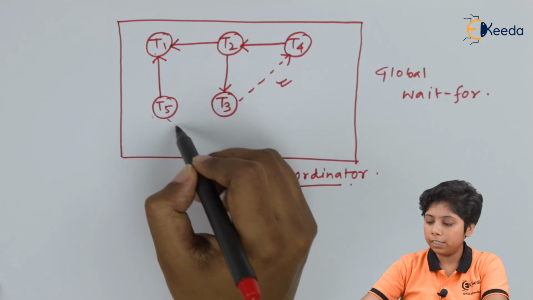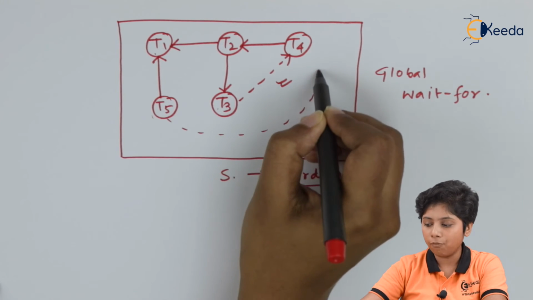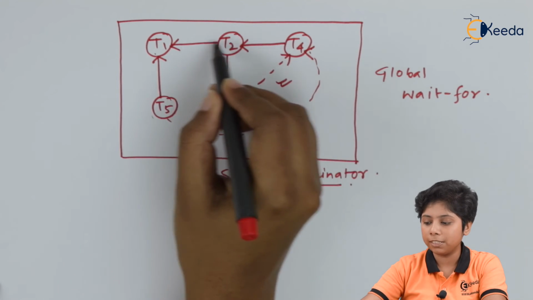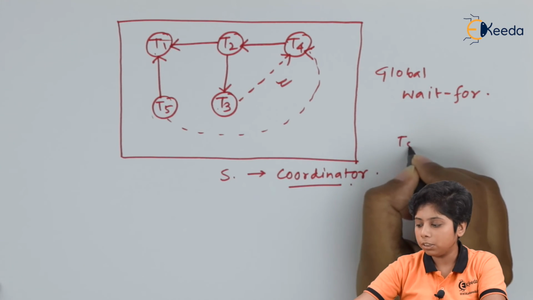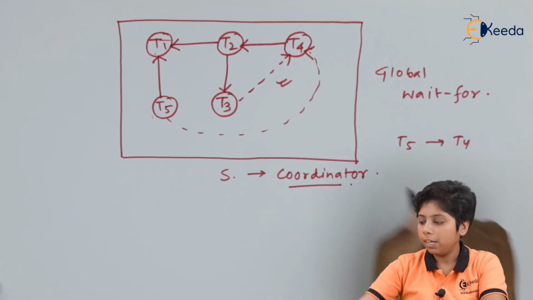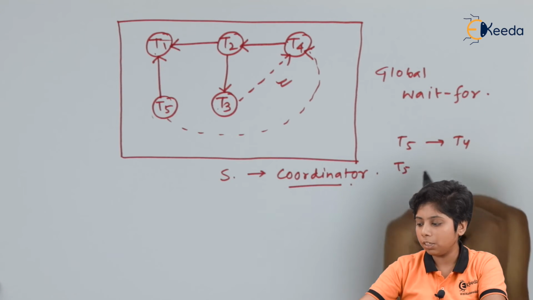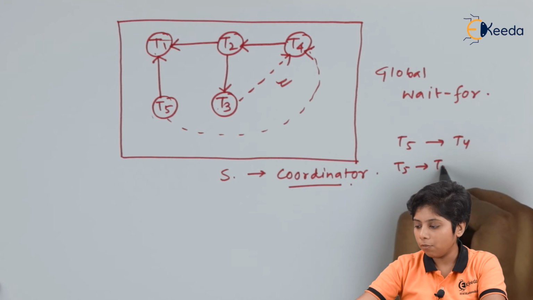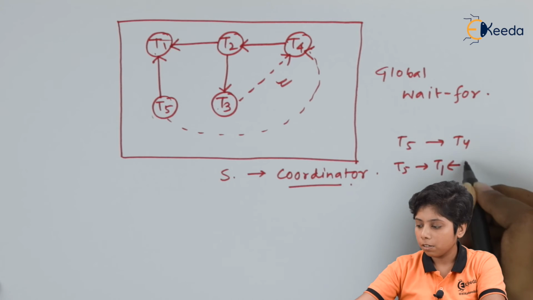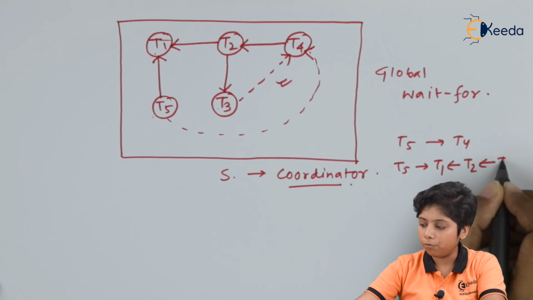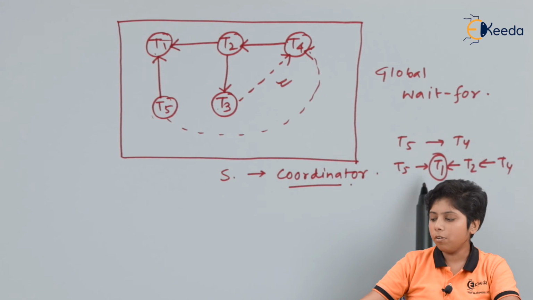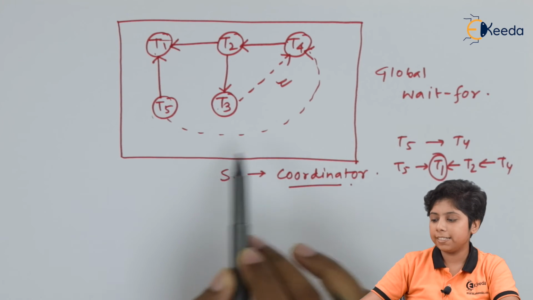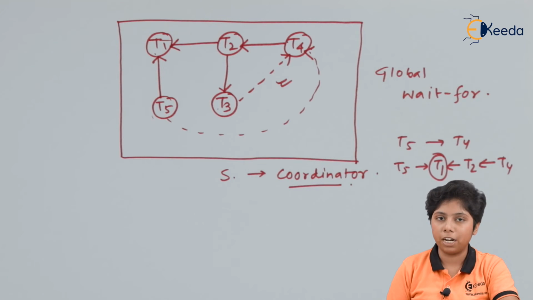So now this T4 and T5 graph is represented via T4, T2, T1. So now T5 to T4 is being represented as T5 to T1, T2 to T4. So now via this path there is a cycle in this coordinator graph.